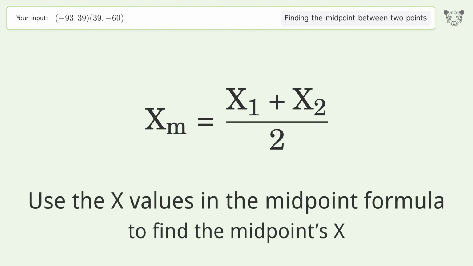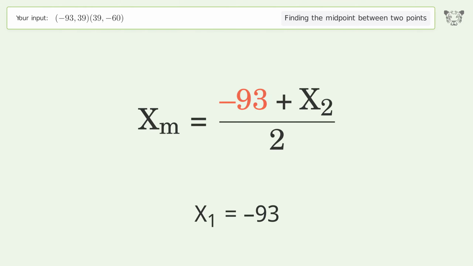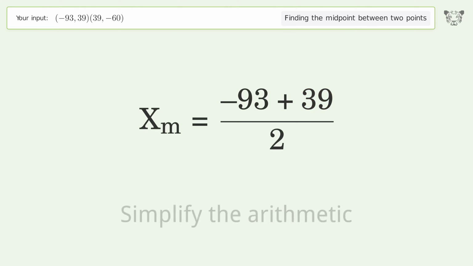Use the x values in the midpoint formula to find the midpoints x. x1 equals -93. x2 equals 39. Simplify the arithmetic.